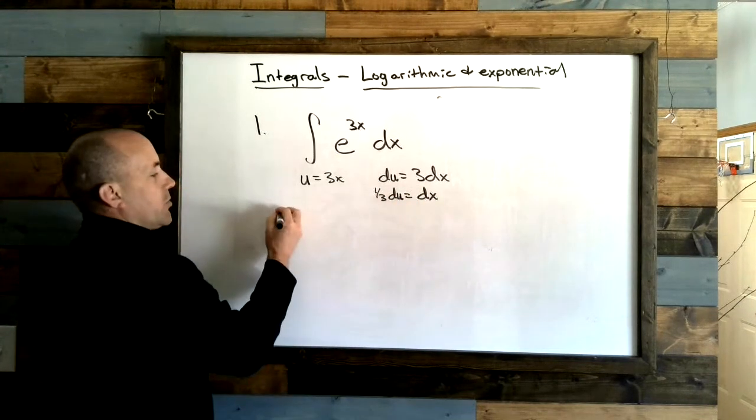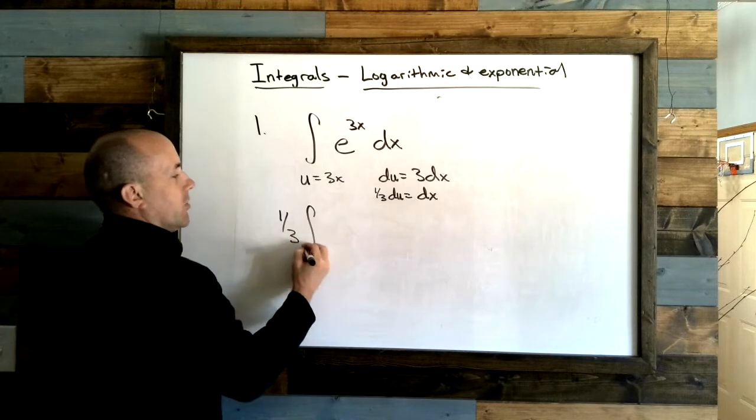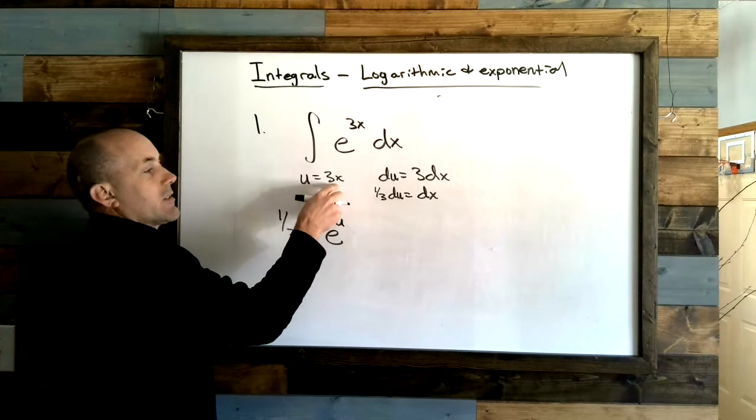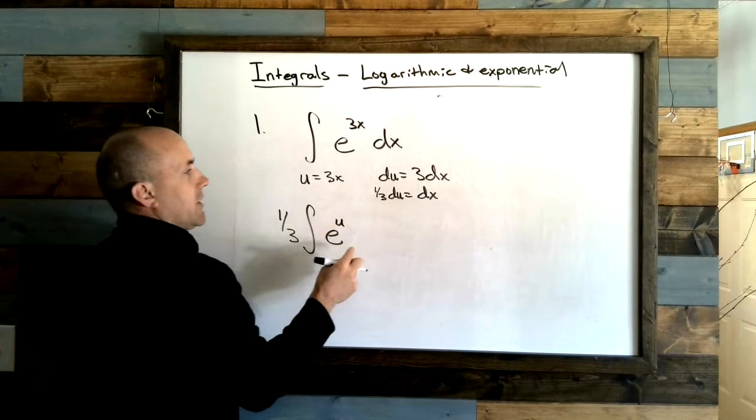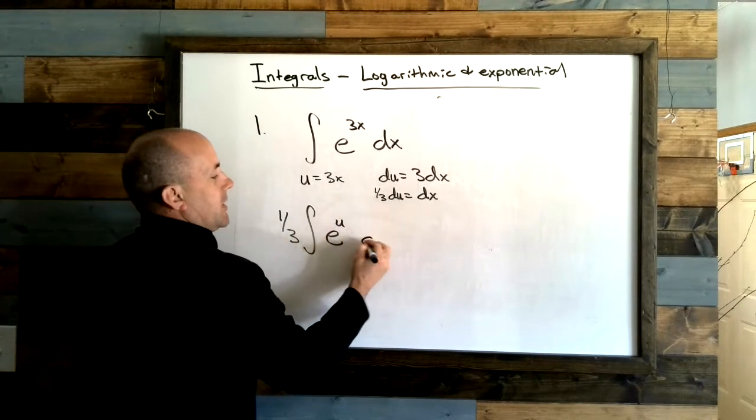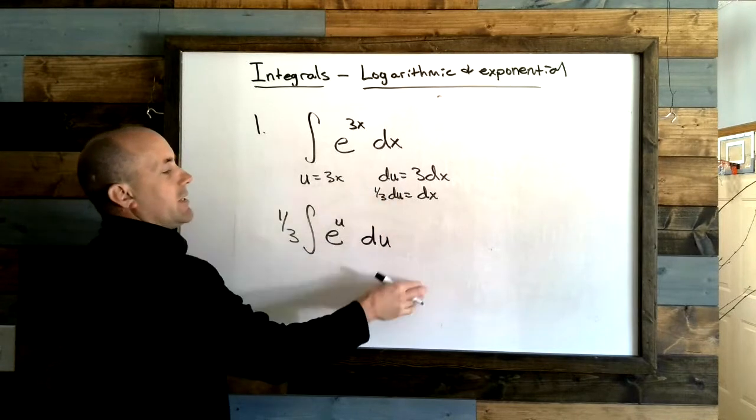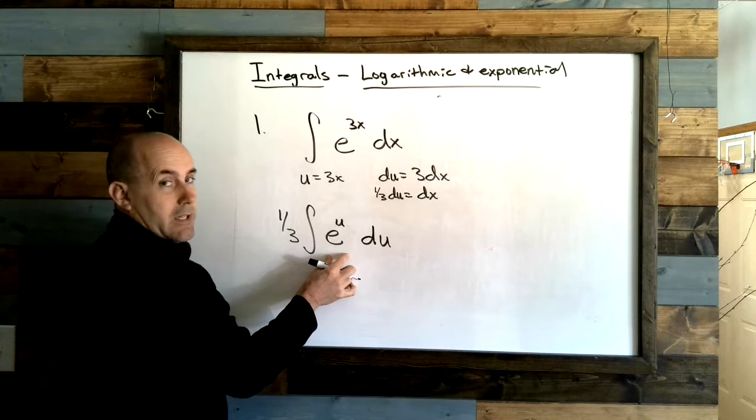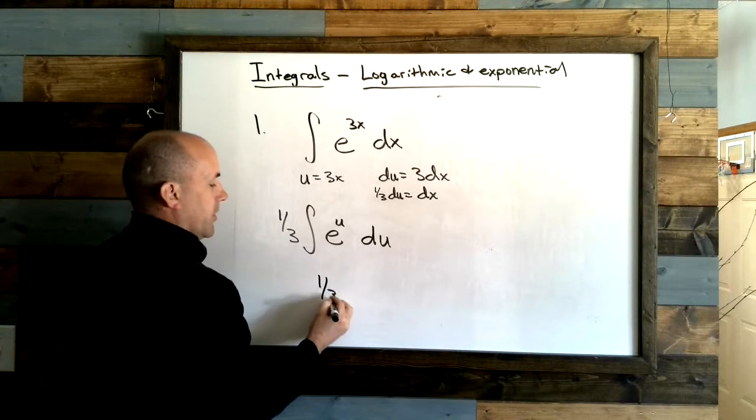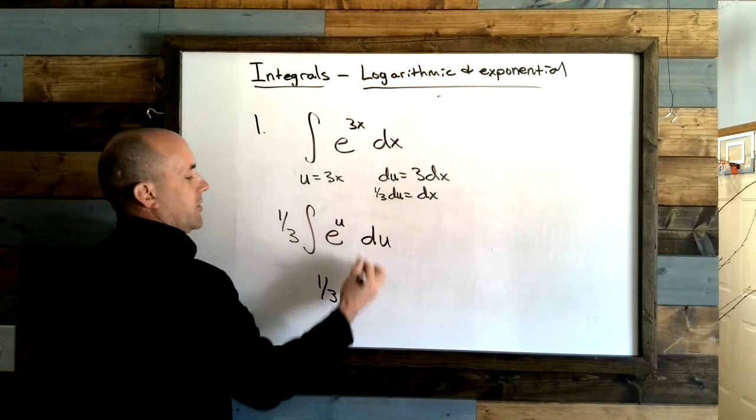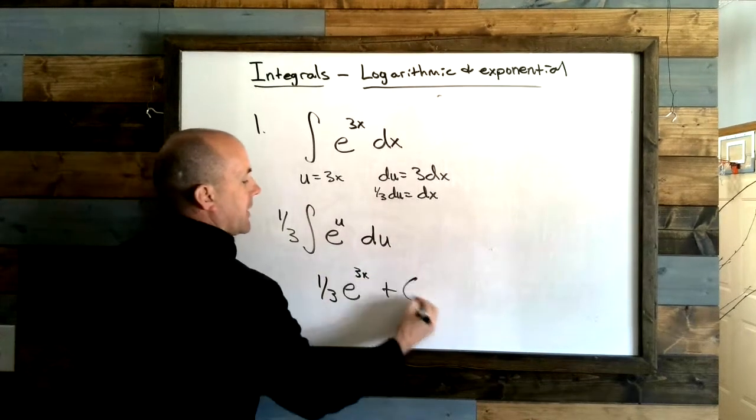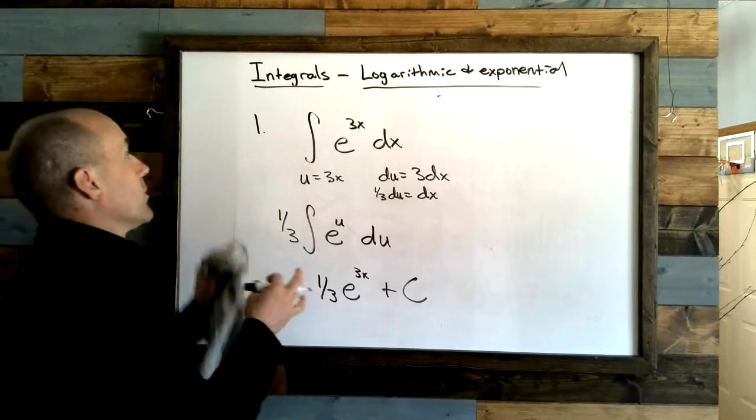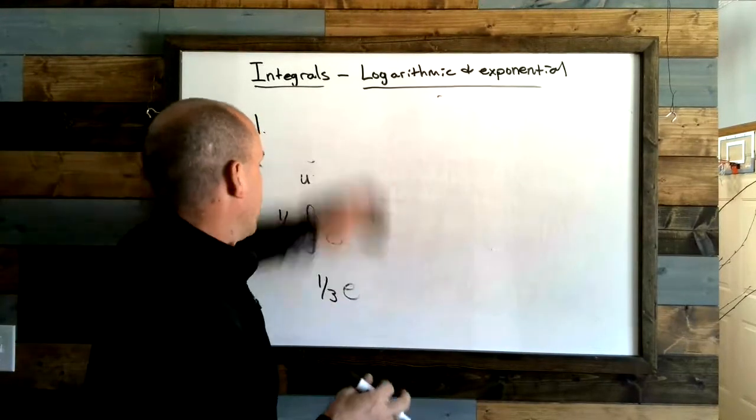Now my substitution becomes 1/3 the integral of e to the u. You can see that the 3x is gone, the u takes its place, and 1/3 du takes the place of my dx. What's the antiderivative of e to the u? e to the u. So I get 1/3 e to the u, which is 3x, plus my constant. And that's your first example for integrals of logarithmic and exponential form.